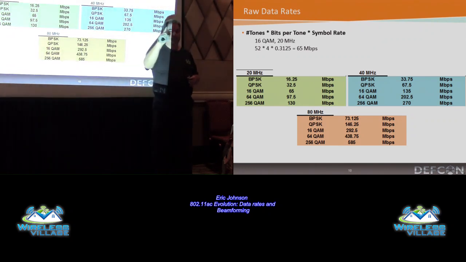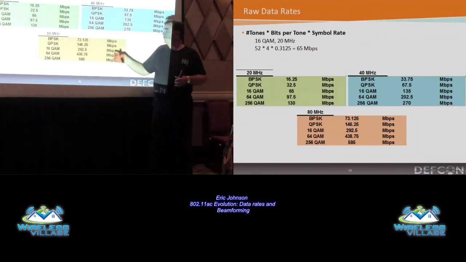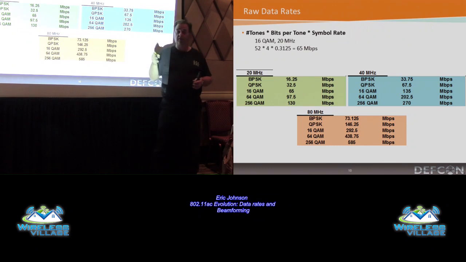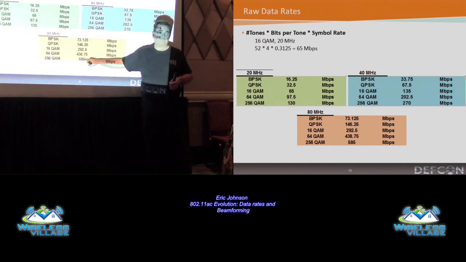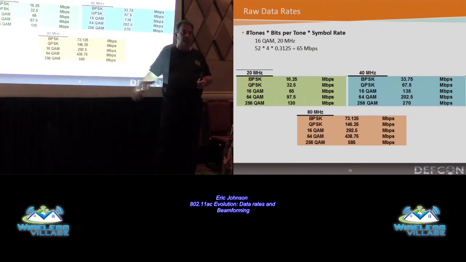Now, this is for a single stream of data as well, because as you know with multi-in, multi-out, or MIMO, you can send up to 3 or 4 streams or even more, depending on which standard you're talking about. So this is on a per stream basis. I'm going to show you these numbers.